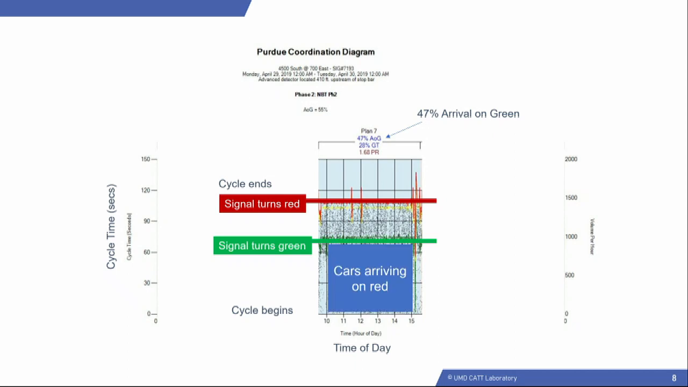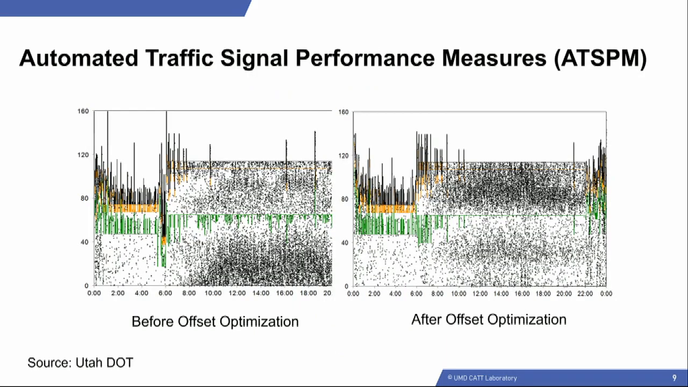So cars arriving on red are all these little dots here. Cars arriving on green are these dots here. This is bad, and this is good, right? So let's take a look at that. Using that knowledge, let's take a look at this diagram.